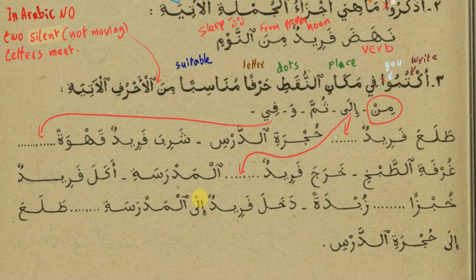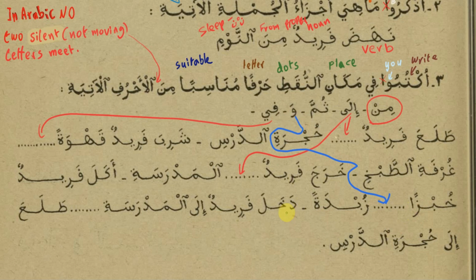So أكل فريد خبزا وزبدة. So I put this wa there. So this wa here. خبزا وزبدة, and butter. أكل فريد خبزا وزبدة. Just put this wa here, and this will complete this sentence. This is the meaning letter and.